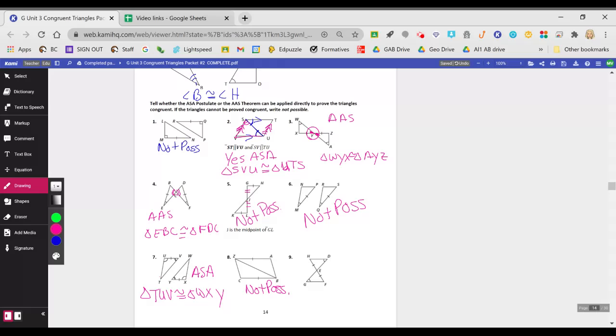And number 9, I have one angle, I have a side, and I know that these angles are vertical. So this is yes by angle, angle, side. So having 2 angles and a side always works. So that would be D goes with G, because those are labeled congruent. E goes with E. And then, of course, H and F.